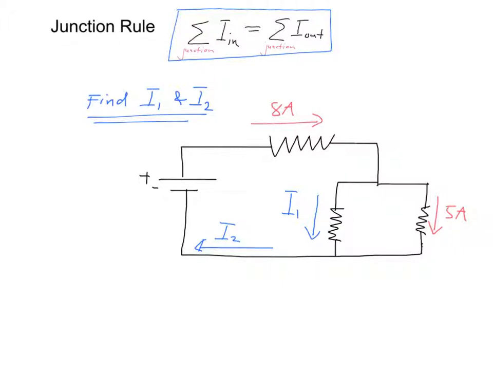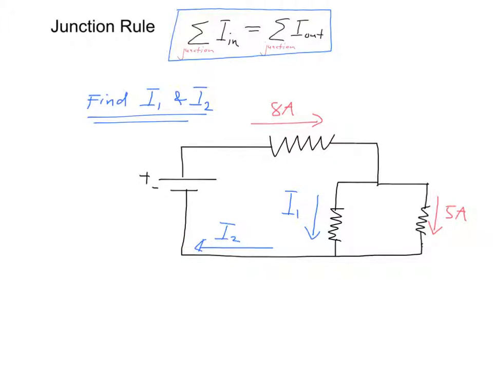So I've got some sort of power supply. Here's the positive terminal, there's the negative terminal. So current's going to flow this way. Now there's a junction here, so it's going to split. Some current's going to go this way, some current's going to go this way. The current meets up again here, flows back to the power supply.